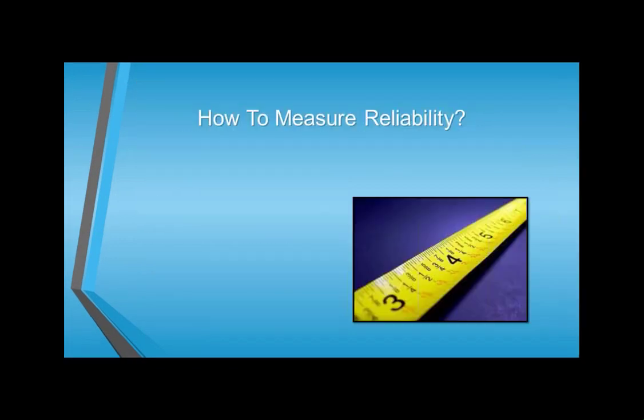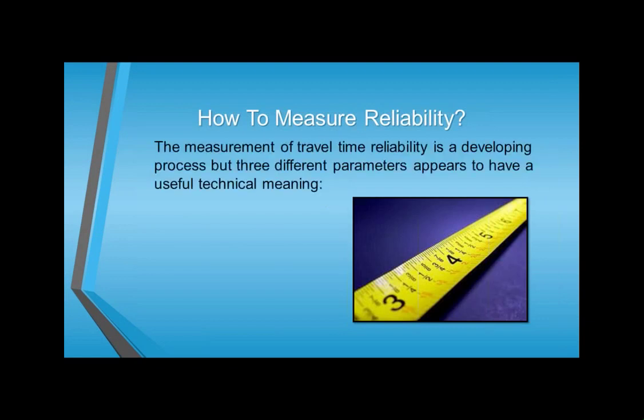Some of the measurements that we use for travel time reliability are still in a developing process, but I'm going to mention 3 of them that are working really, really well until now. One of them is the 90 to 95% of travel time, which estimates how bad the delay is going to be when we have the worst traffic condition.